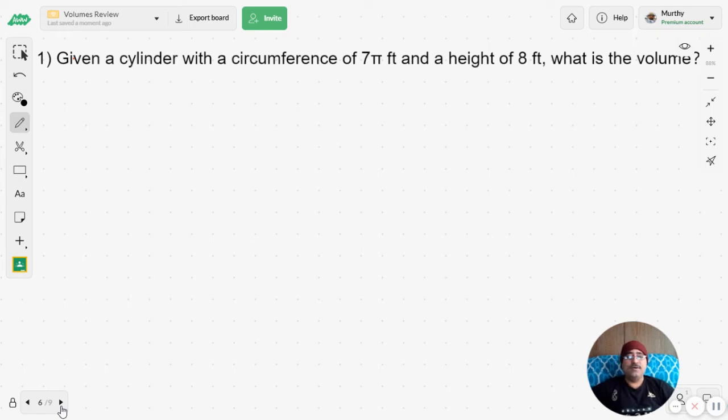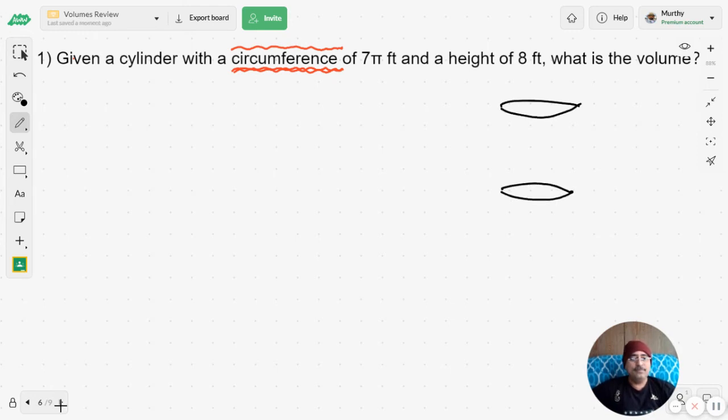Given a cylinder with circumference of 7 pi, this one is different because most of the time we are given either the radius or diameter, but here the circumference is given. Interesting. Okay, so a cylinder. Let me quickly draw a cylinder. Not so good, but an acceptable figure. So here the circumference is given, and you are asked to find the volume.